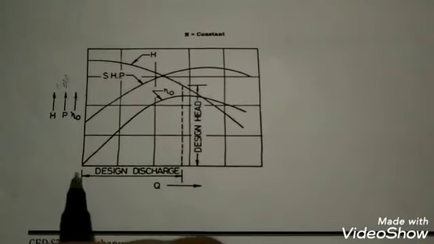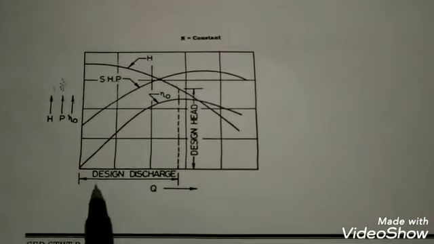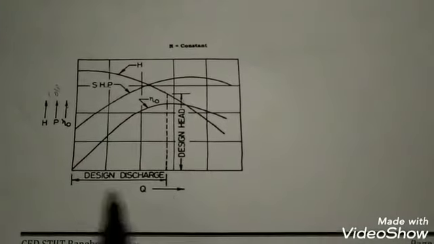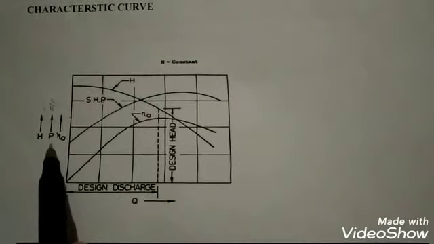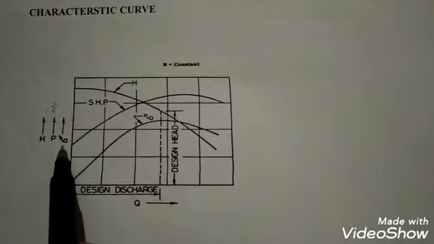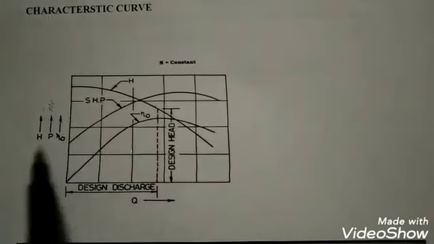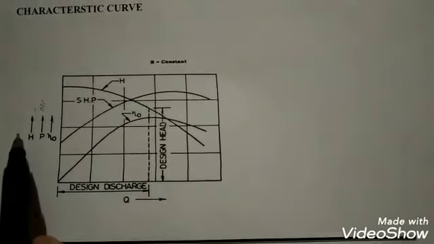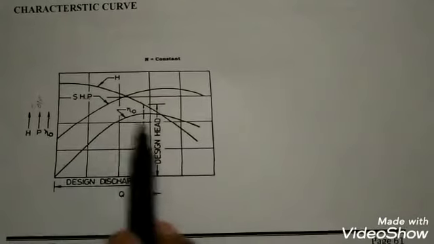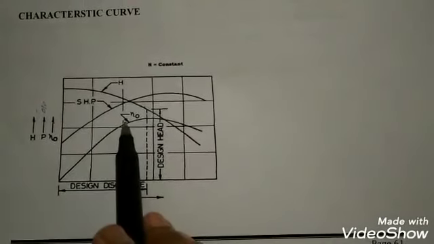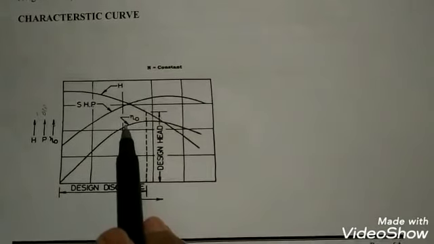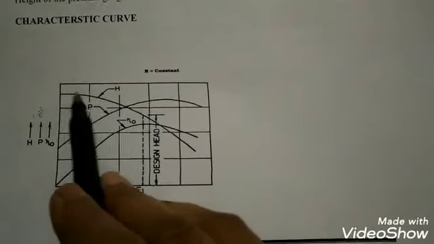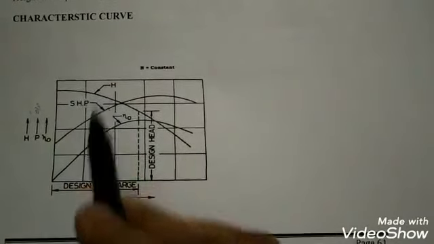Let us move to the characteristics curve of this centrifugal pump. You can observe here we have already plotted the graph. On the x-axis we have taken discharge, and on the y-axis we have plotted three different values. The first is efficiency versus discharge, the second is output versus discharge, and the third is total head versus discharge. Here you can observe the three curves: this curve represents efficiency versus discharge, the second curve represents output versus discharge, and the third curve represents total head versus discharge.